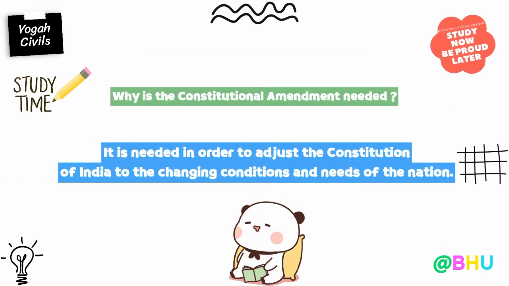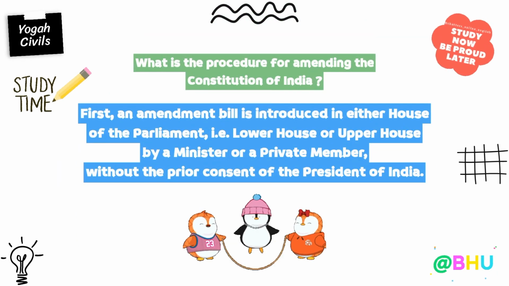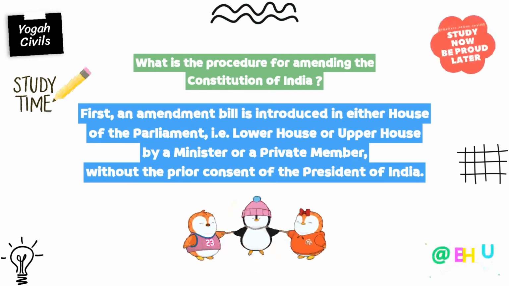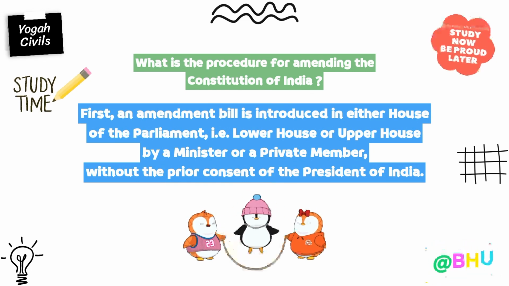Why is constitutional amendment needed? It is needed in order to adjust the Constitution of India to the changing conditions and needs of the nation. What is the procedure for amending the Constitution of India? First, an amendment bill is introduced in either house of the Parliament, that is, lower house or upper house by a minister or a private member, without the prior consent of the President of India.